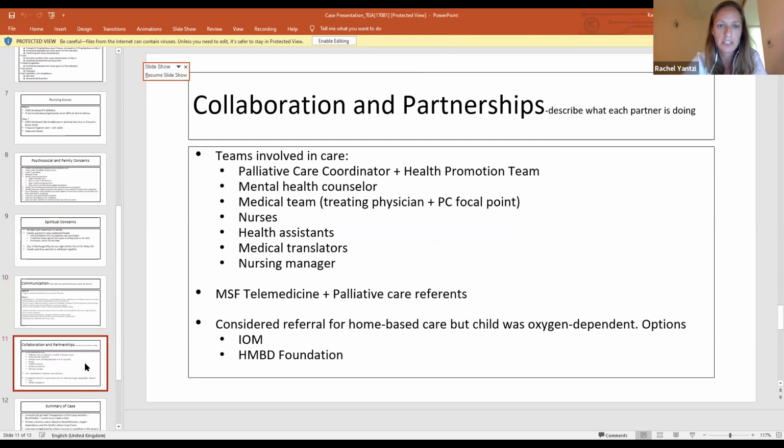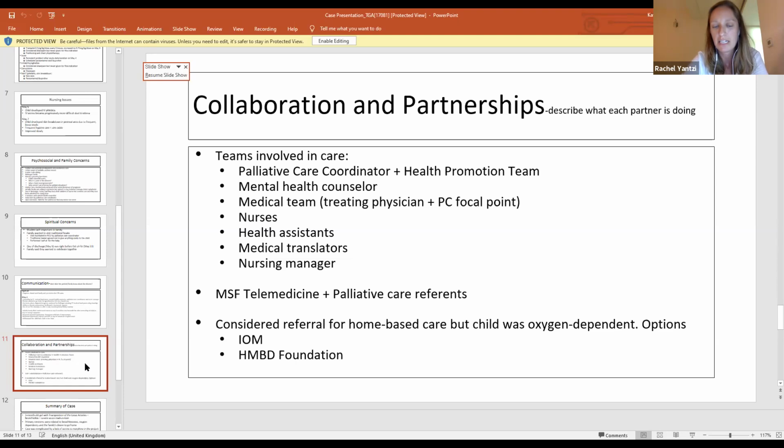So I think the next one is about collaborations and partnerships. There were a lot of people involved in this care. First of all, the palliative care coordinator and other members of our health promotion team spent a lot of time explaining things that the medical team had already tried to explain in a more understandable way. The mental health team, the medical team, the treating physician, the palliative care focal point, as well as the medical focal point, nurses, health assistants, our medical translators, and the nurse manager, myself.